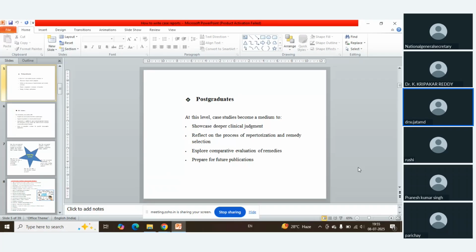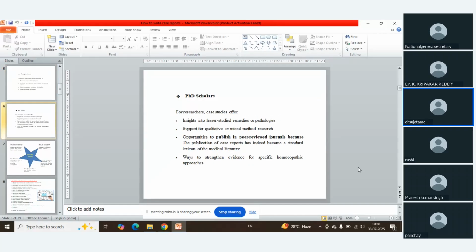For postgraduates at this level, what happens? Now, these case studies become a medium to showcase deeper clinical judgment, deeper than at the undergraduate level. They reflect on the process of repertorisation and remedy selection, and also explore comparative evaluation of remedies and prepare for future publications. And for PhD scholars or researchers, case studies offer insight into lesser studied remedies or pathologies, going deeper than at the postgraduate level. They support qualitative or mixed method research opportunities.